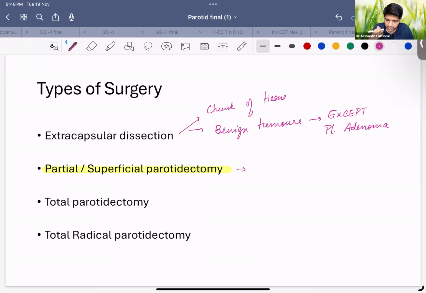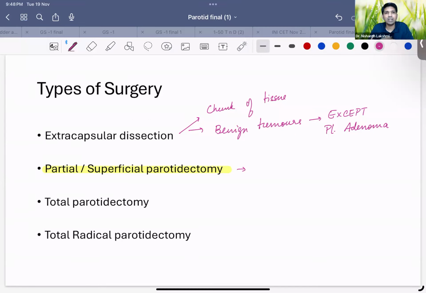So just to reiterate what sir was trying to tell you: if there are pseudopods and you leave something behind, there can be recurrence. And if you leave a pleomorphic adenoma like that for a long period of time, it can become malignant, and that is called carcinoma ex pleomorphic adenoma. So it's not worth taking such a risk. In such scenarios, do a superficial parotidectomy.